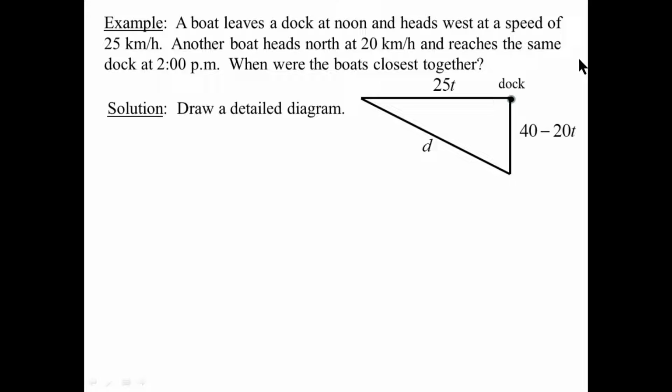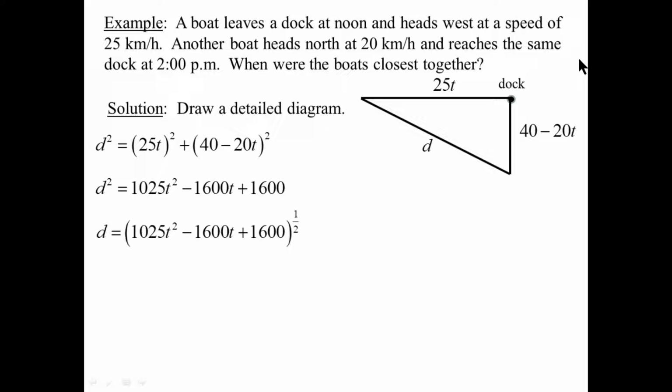And we're well on our way towards the first step in the steps. Get an expression for the thing you're trying to maximize or minimize. And Pythagoras helps here. d squared equals (25t) squared plus (40 minus 20t) squared. And away we go, squaring them out and collecting like terms. Pause the video and do the math yourself, I suggest.